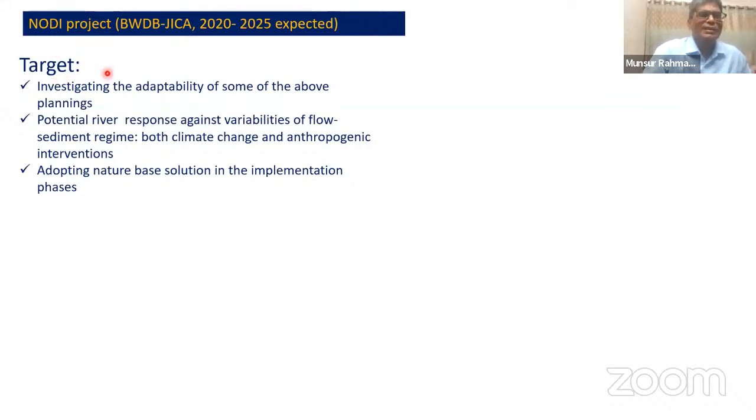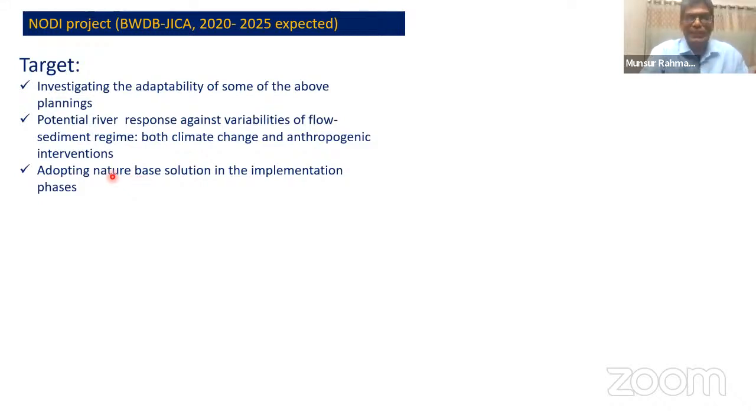And the target of this plan is to investigate the adaptability of some of the future plants, whether this can be adaptable or not, and the potential river response against flow and sediment changes, both from climate change and anthropogenic interventions. And more interestingly, to try to use a nature-based solution in the implementation phases.